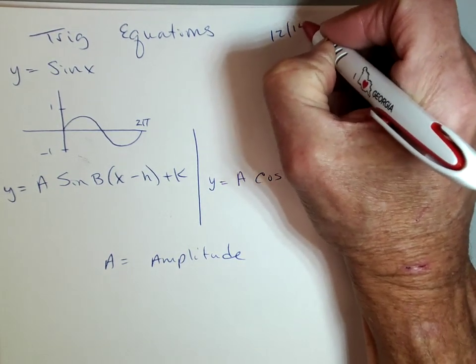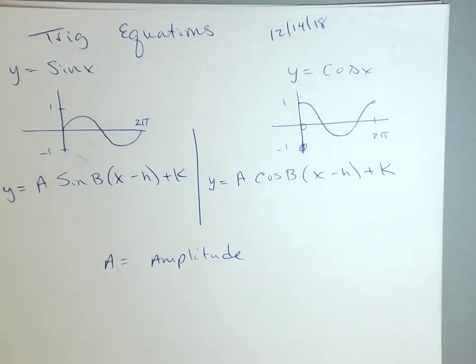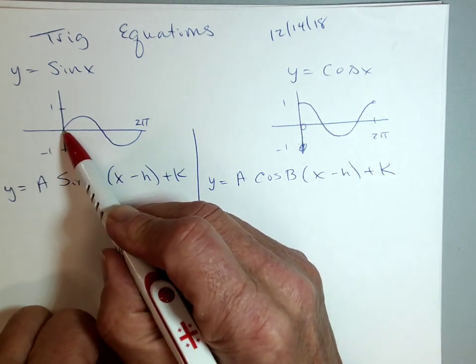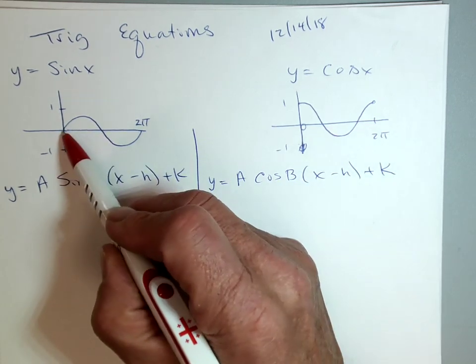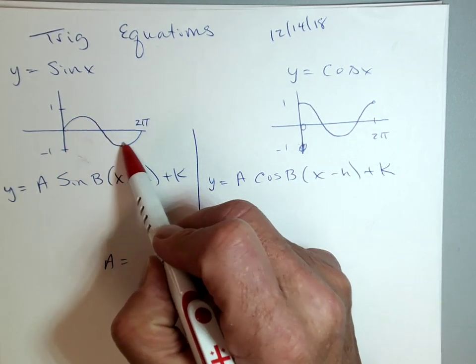12, 14, 18. Okay, so we're going to take a look at two different waves. Sine wave, which looks like this. Sine wave, boys. Cody, Cooper, we're live. So the difference between sine and cosine is sine starts at 0. And then the wave starts.